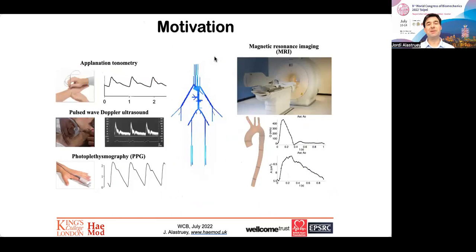These signals can be measured in vivo using a variety of devices, including wearables, and are influenced by the heart, vasculature, and the respiratory and autonomic nervous systems. So that makes pulse wave signals a rich source of information to assess human health, including cardiovascular health.